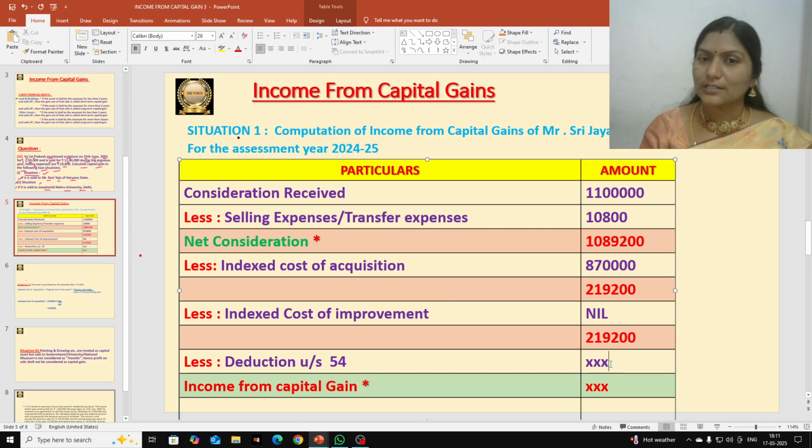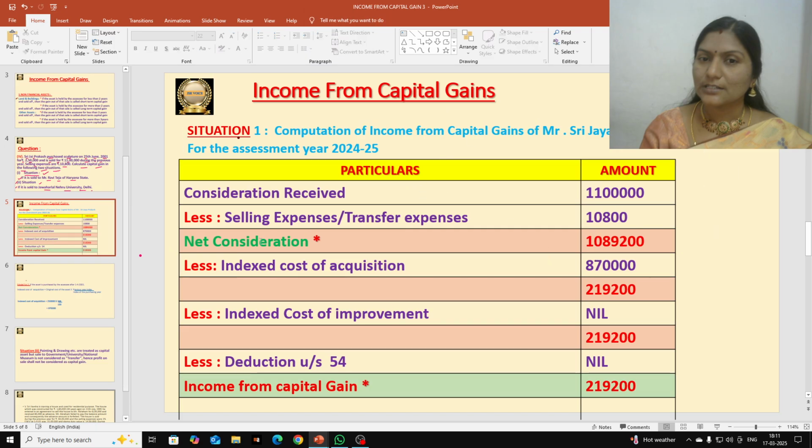So next, deductions under section 54 should be given, but here they did not give any information regarding deductions under section 54. So we are going to write nil again. Okay, again how much amount do we get? 2,19,200 only. So this is a positive amount. Okay, so we are going to treat it as income from capital gain. This is how we do it under situation 1. Okay, so this is situation 1. Under situation 1 we are going to do it like this. Hope this is clear for everyone.